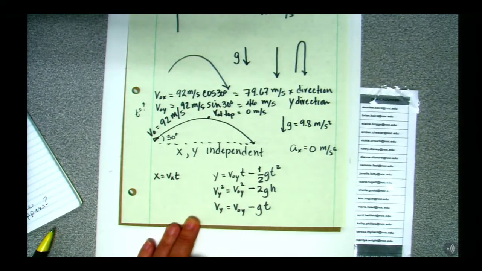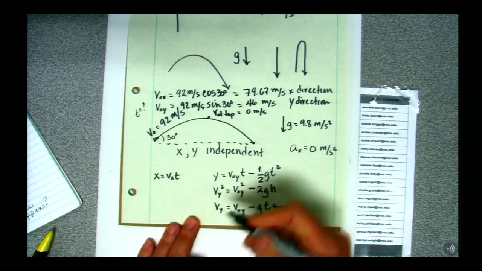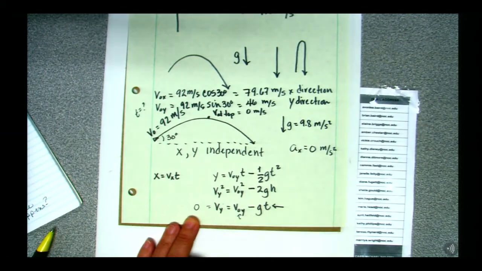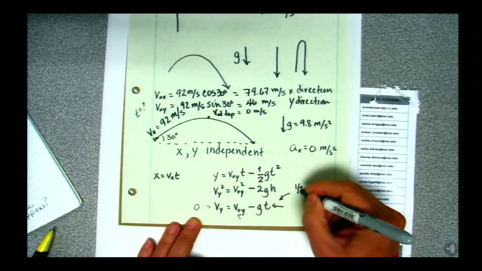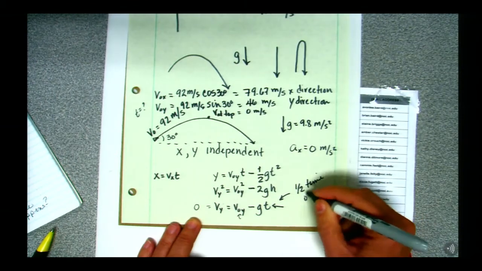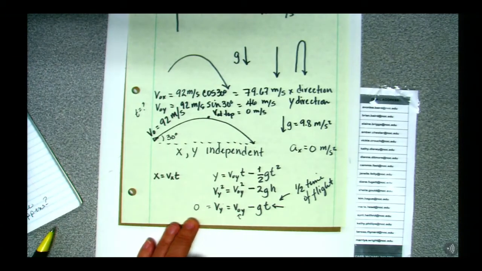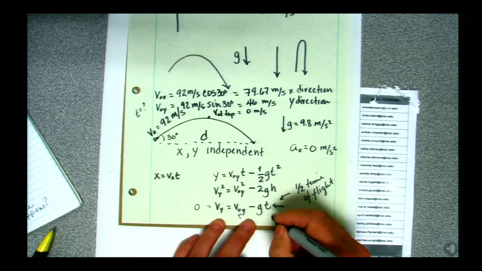How I would calculate the time is I would use this equation right here, because I know the velocity at the top has got to be 0. I know what my initial velocity in the y direction has got to be. And this time that I calculate doing that is 1/2 the time of flight for this situation. So I can use what I know to get the other information that I need in order to solve where I'm headed.